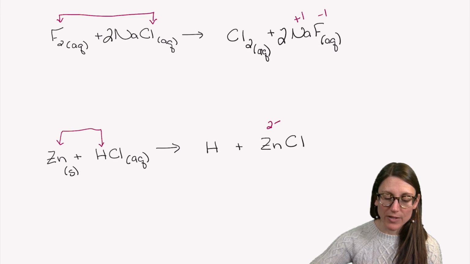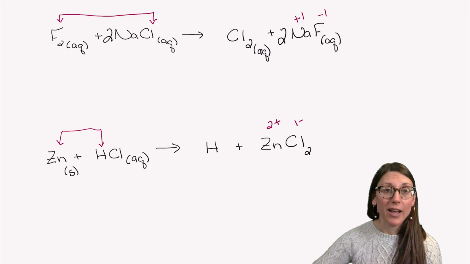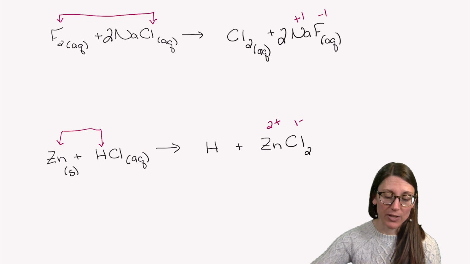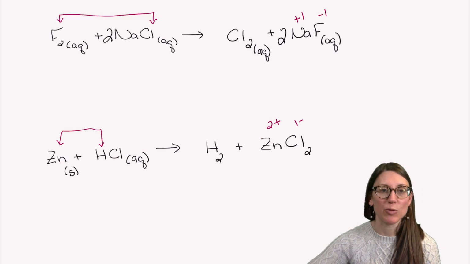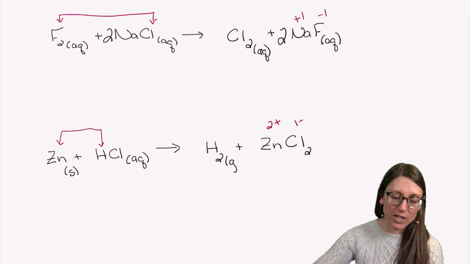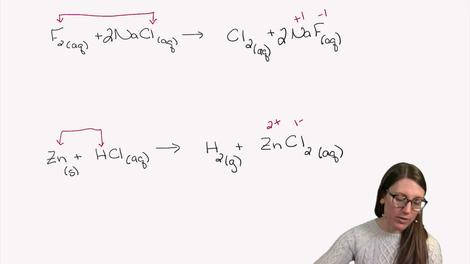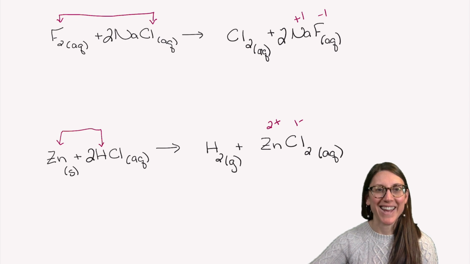Zinc's charge in compounds is +2, chlorine's is -1. So I'm going to need a subscript of a 2 on the chlorine. And hydrogen is one of those diatomics. So now that it's by itself, it needs a subscript of a 2. Hydrogen is going to be a gas, and this guy is going to be aqueous. And so all we have to do is balance our equation, and it's done.